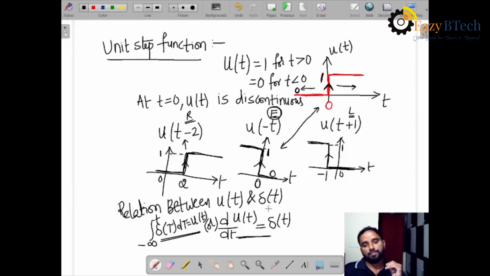Okay. So two continuous time elementary signals we discussed: unit impulse and unit step function. There are still more elementary signals that we can see in the next session.